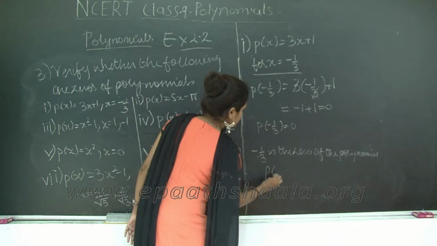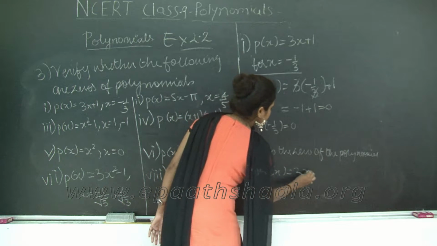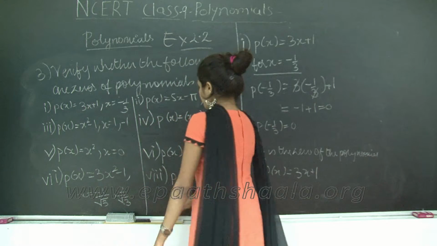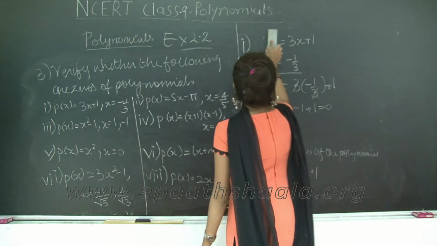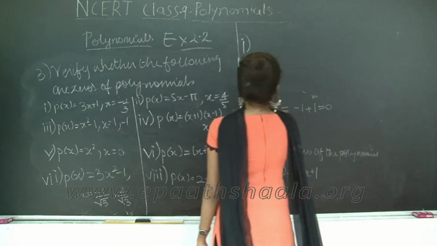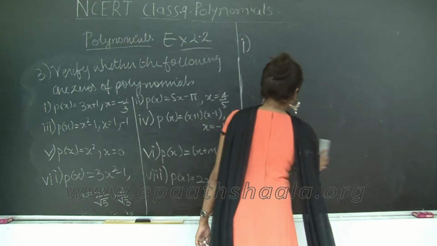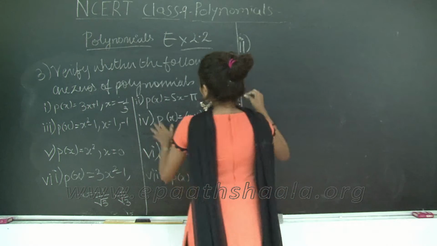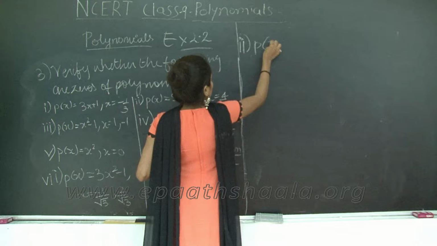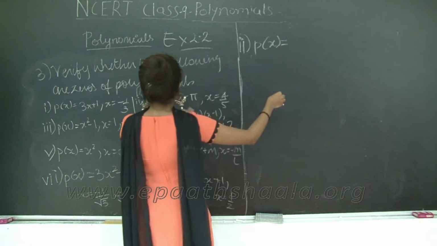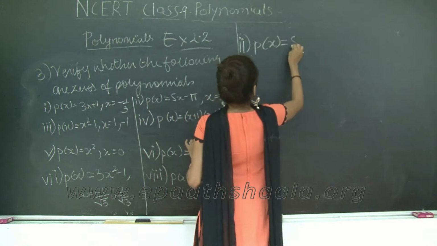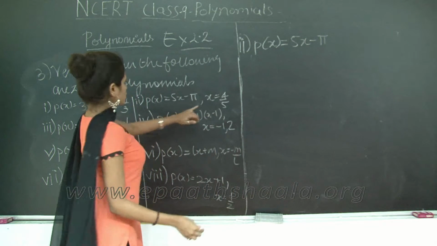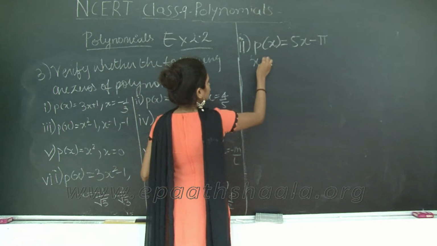p(x) = 3x + 1. Similarly, I am going to solve the rest of the sums. So the second sum is p(x), a polynomial in variable x given by 5x - pi. I'm sorry. And you have to check for x = 4/5.